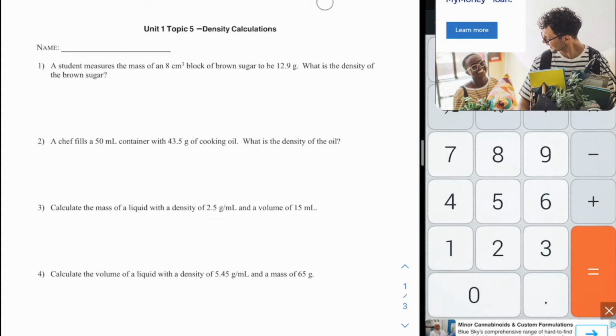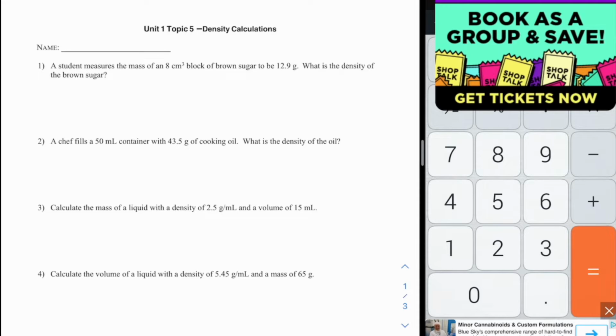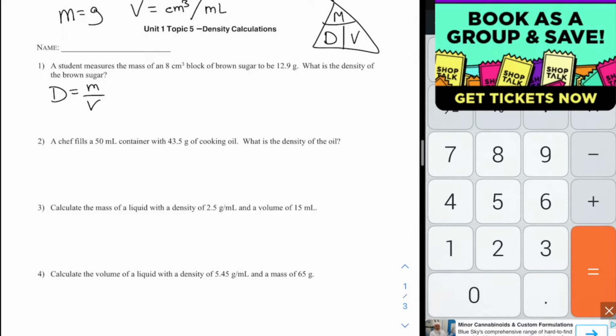To start here, remember our magic triangle. So the first question: a student measures a mass of an 8 centimeter cube block of brown sugar to be 12.9 grams. What's the density? So again, we're looking for density. So it's mass over volume. Mass, as a reminder, is going to be in grams. Volume is going to be either centimeters cubed or milliliters.